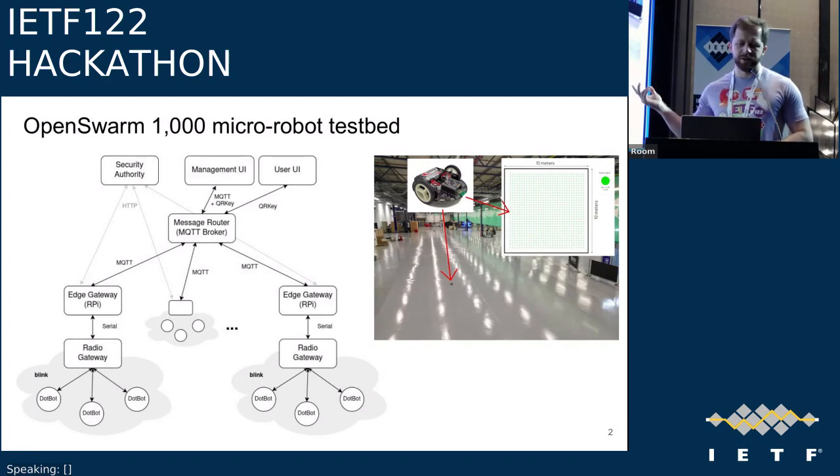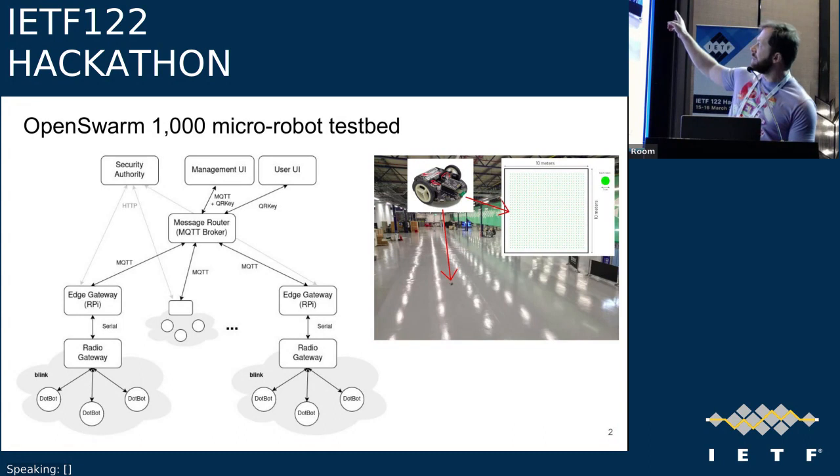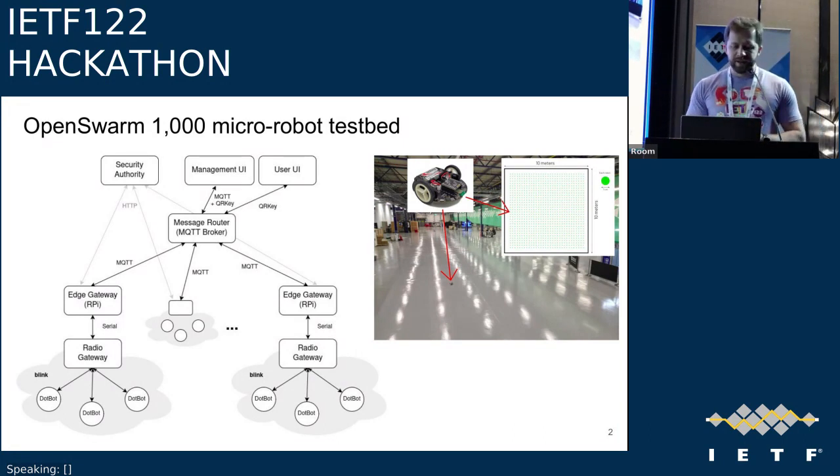So, we have a project that is to build a testbed with 1,000 micro robots. So, the robots look like that, like you can see, and they're very small. So we'll have a lot of them, and we want them to be secure. And this is actually a very interesting case, so that we can really stress our protocols.